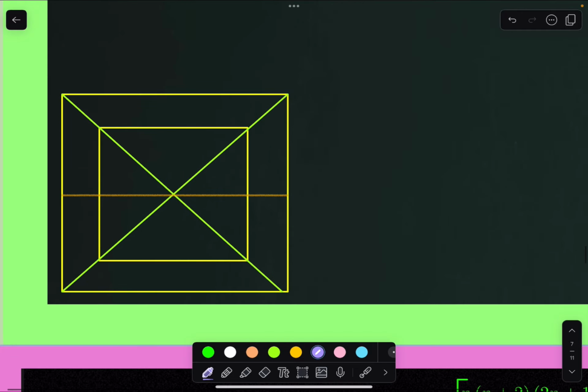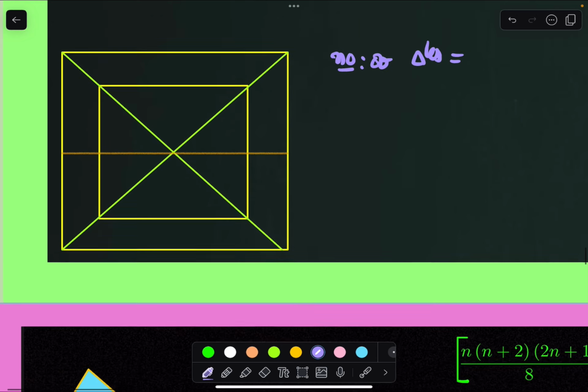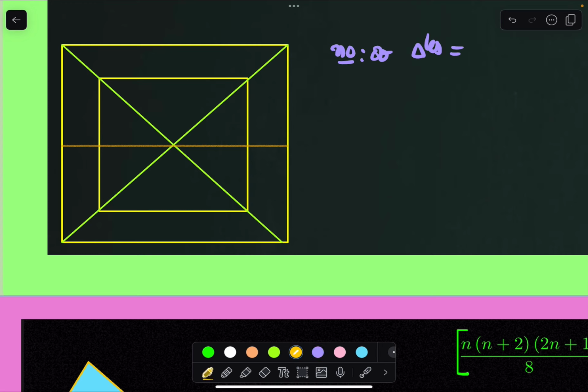And see this figure. The number of triangles we need to calculate for this figure also. The number of triangles we want. So first of all I am taking the internal part. Inside the rectangle I am taking. How many blocks are there? 1 2 3 4 5, 6 blocks are there.